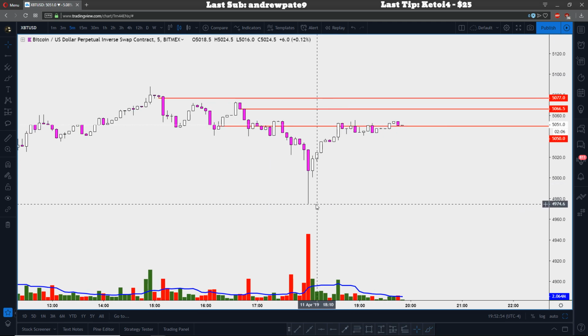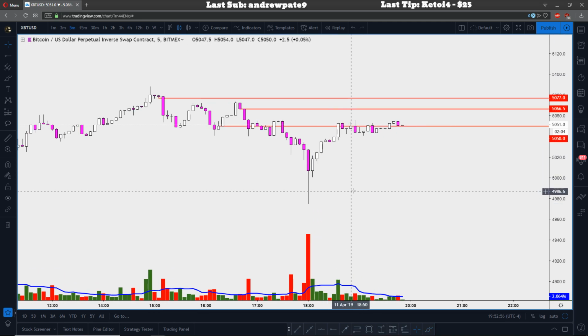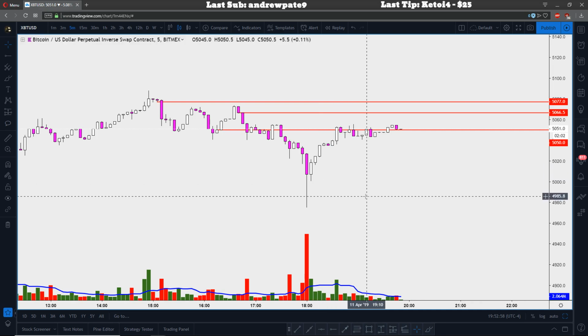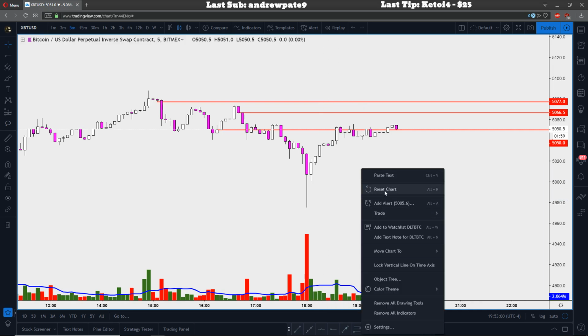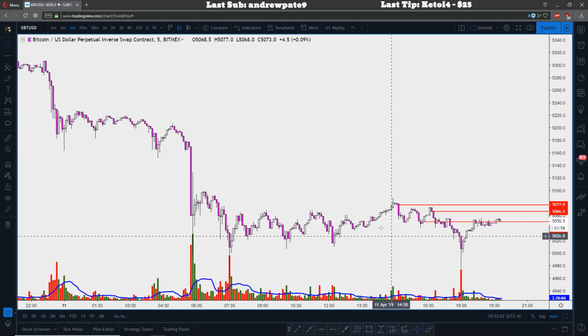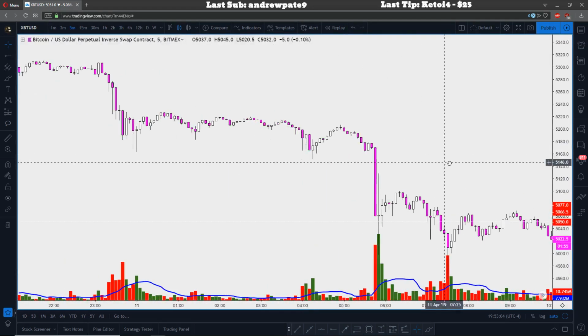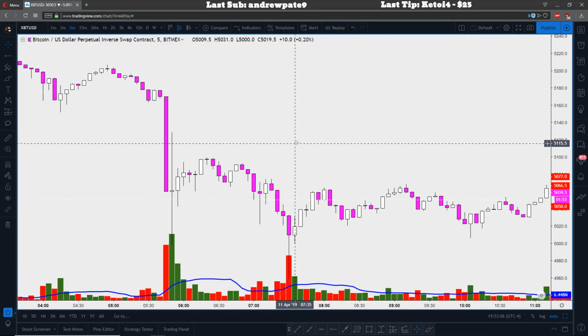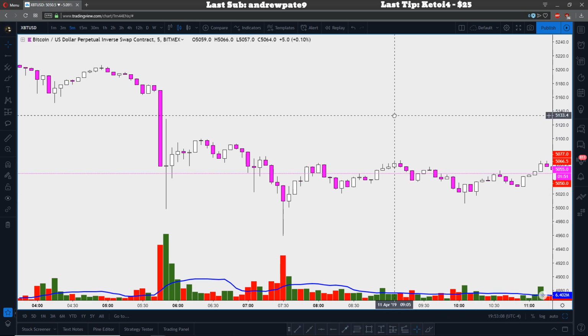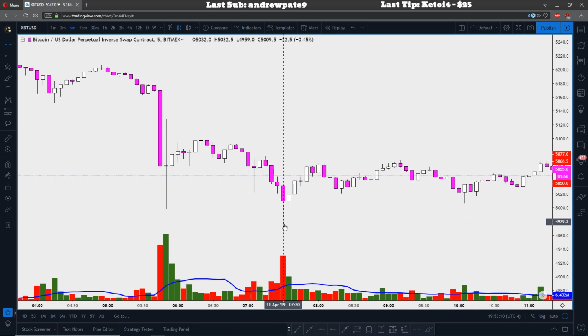Just a small little tip. This is considered a piercing pattern. This is a piercing pattern. You saw the same thing here. Big move down, strong wick down, high relative volume.